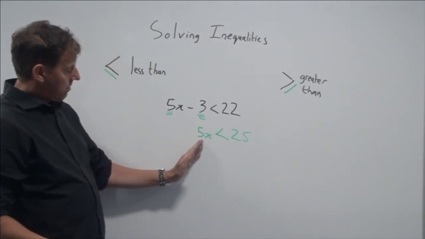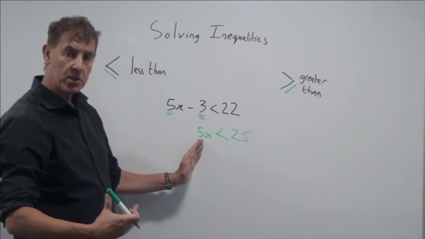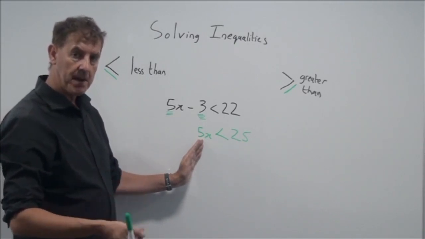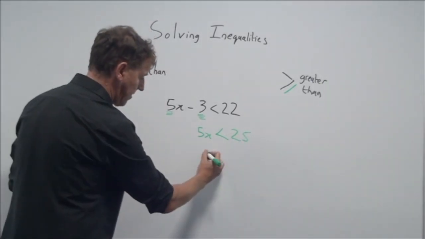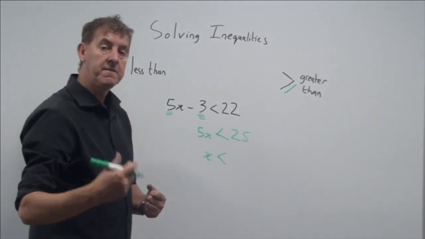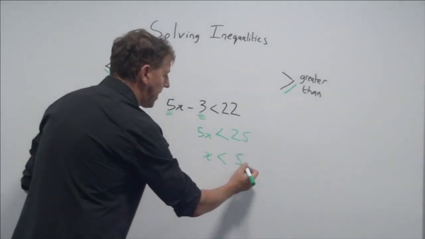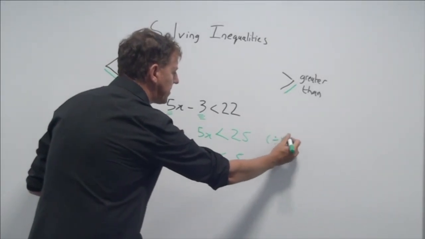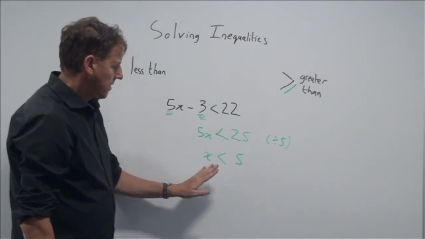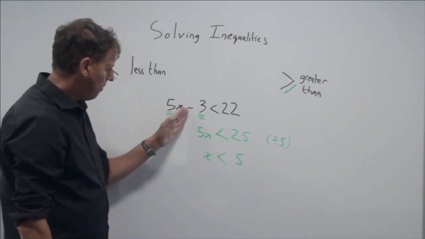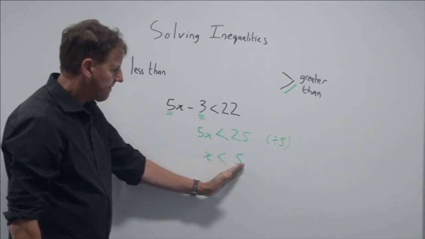I've now got to get rid of this multiplied by 5. How do I get rid of times by 5? I do the opposite. I divide by 5. So I divide each side of this inequality by 5. So I'm doing 25 divided by 5. 25 divided by 5 is 5. What have I done? I've divided both sides of that inequality by 5. Just imagine now, we've solved that inequality. x has to be less than 5.